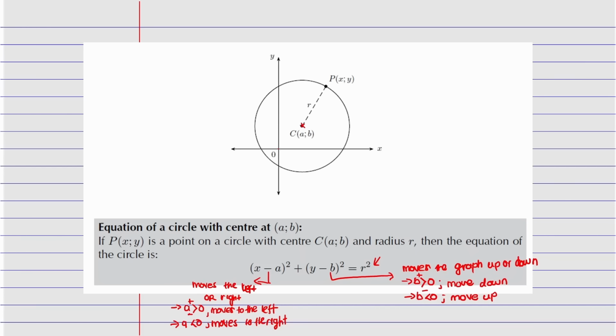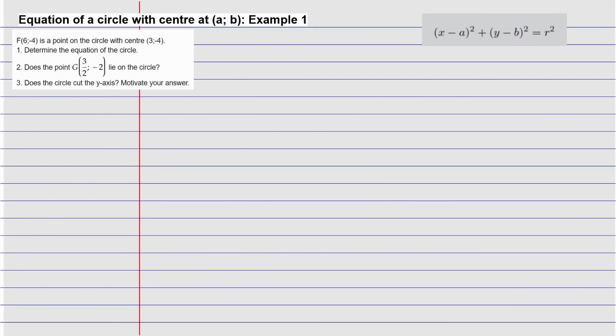Is that how A shifts? You need to know when it's positive, how does it move? When it's negative, how does it move? And when B is positive, how does it move? And when negative, how does it move? So now we're going to do example 1, right?